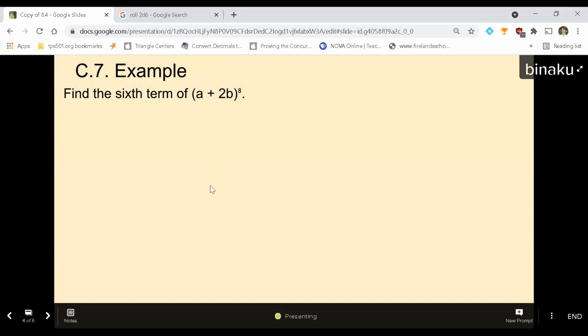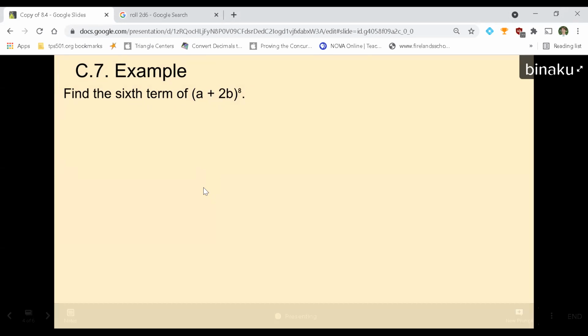Do we feel okay on how to do this? No? Are you saying yes? It sounds like you're saying no. Yes. Okay. All right, let's do it.